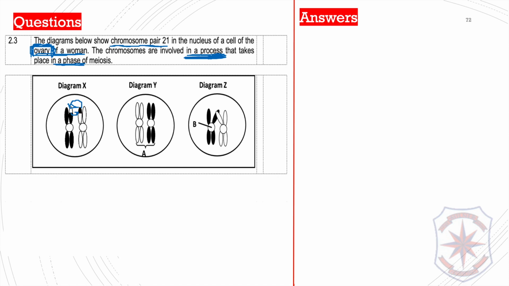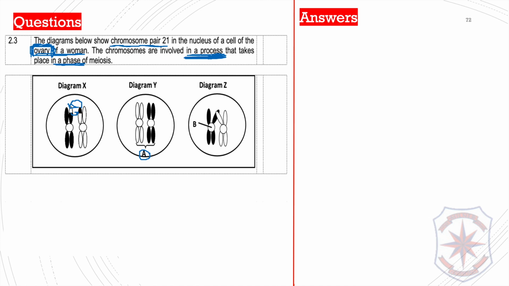And then diagram Y, we see that it is the same homologous chromosomes. Okay? It is the same homologous chromosomes. So label A will be homologous chromosomes. But they have not, as you can see, exchanged genes yet, meaning crossing over has not taken place yet.